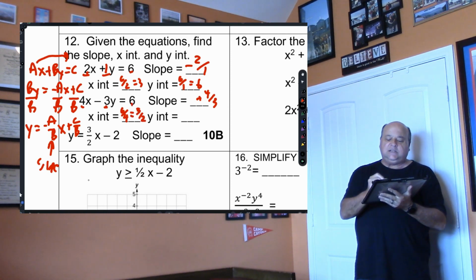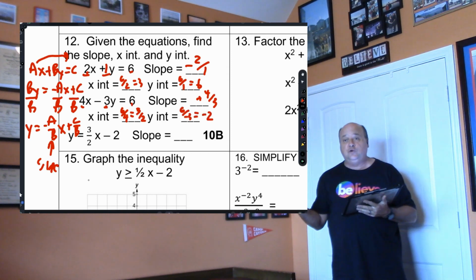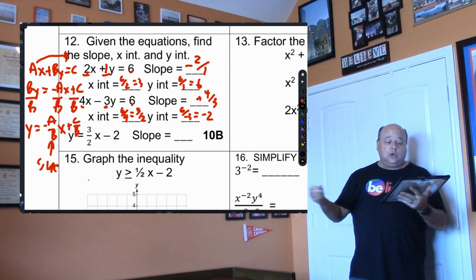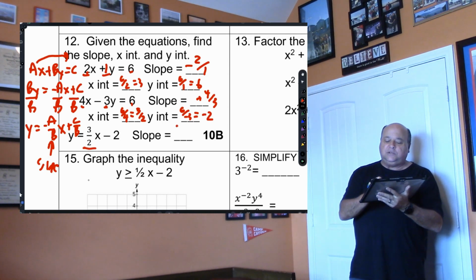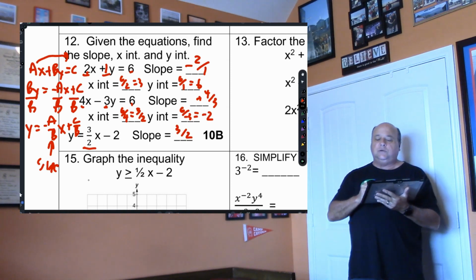The y-intercept is 6 divided by negative 3. If you put that in the calculator, it'll give you -2. Just make sure you can do this. On this one right here, the slope is just 3/2. Make sure you can pull the slope out of these equations, okay?